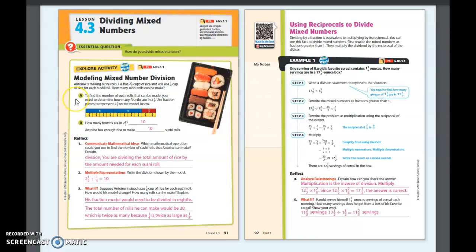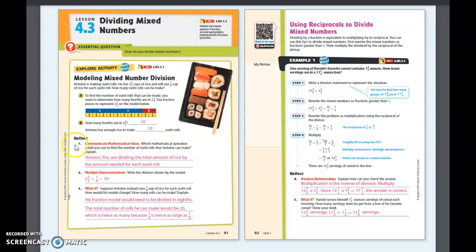So in part A, to find the number of sushi rolls that can be made, you can determine how many fourths there are in 2.5. And then you can use the fraction pieces to represent 2.5 on the model below. This tells you that the number of fourths in 2.5 is 10. So Antoine has enough rice to make 10 sushi rolls.